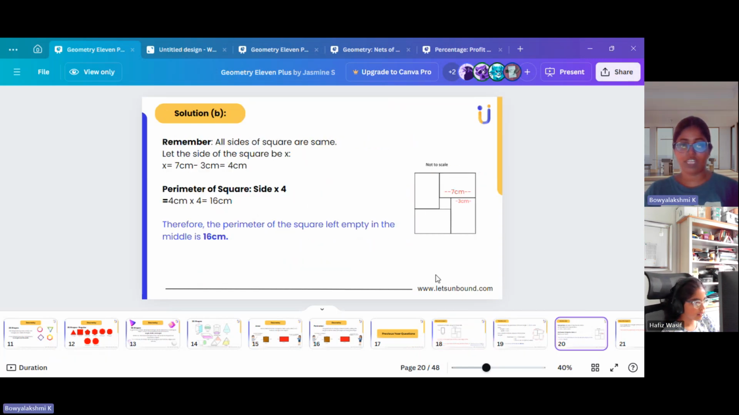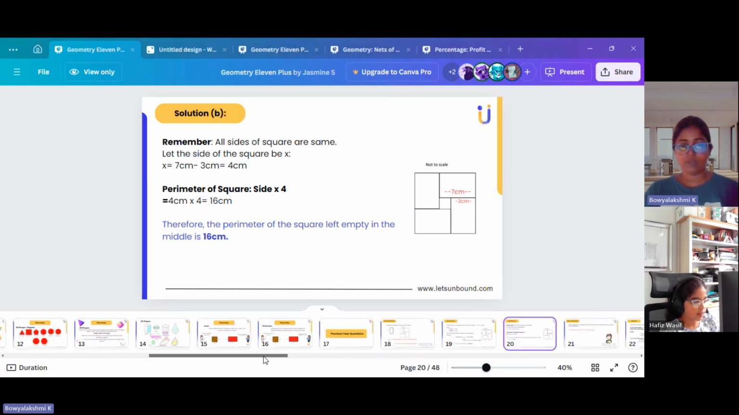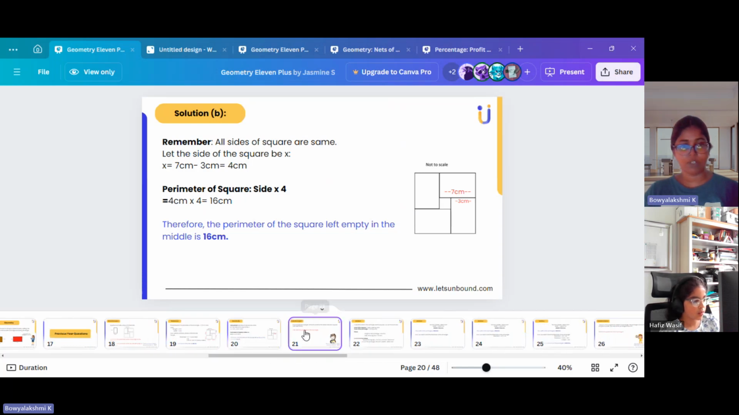This first question's answer is 16. So 4 times 4. One side is 4. Again, 4 times 4 we need to do. Okay, so it's 16. You're almost close, but that's a great thing. You solved this previous year question, so you are on the track. Cool. So next one, we can see one more question in this part.